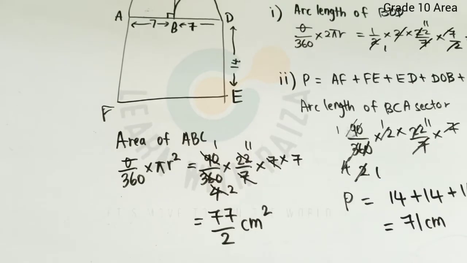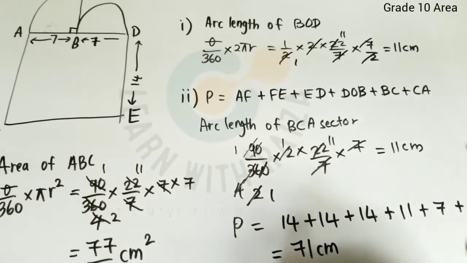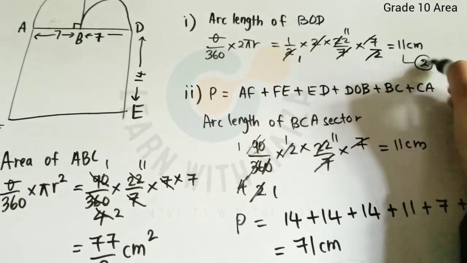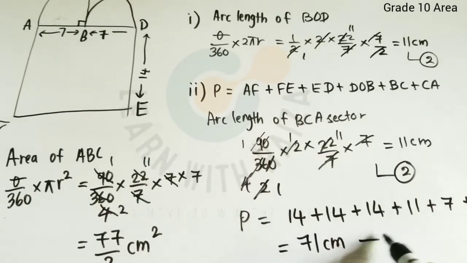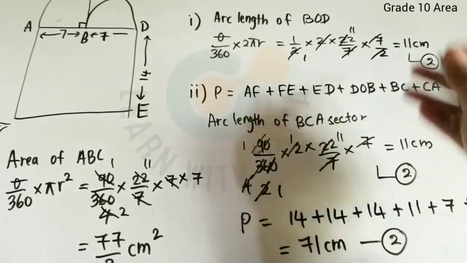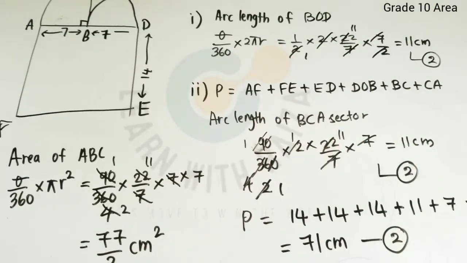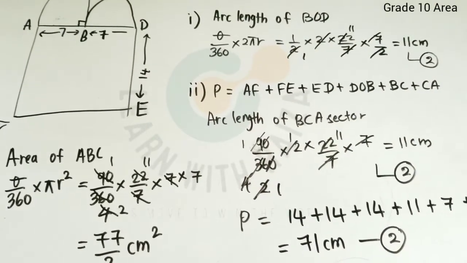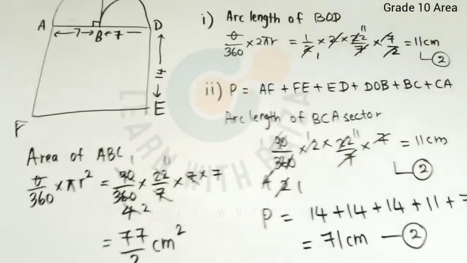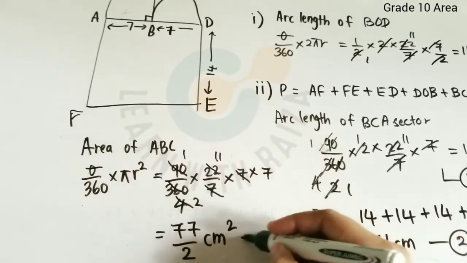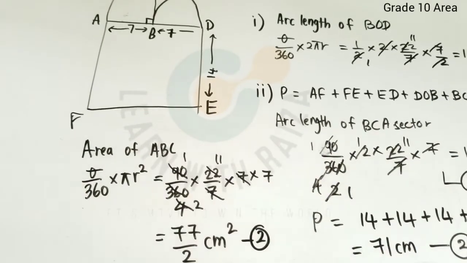So let me just give you the marks over here so I can erase this part. So here you are getting 2 marks for Roman number 1. Roman number 2 you get 2 marks for finding the BCA sector and 2 marks for finding perimeter. So in that case, Roman number 1 you get totally 2 marks. Roman number 2 totally you are getting 4 marks. So Roman number 3 for finding the area of the sector ABC you get 2 marks here, and still the question continues.